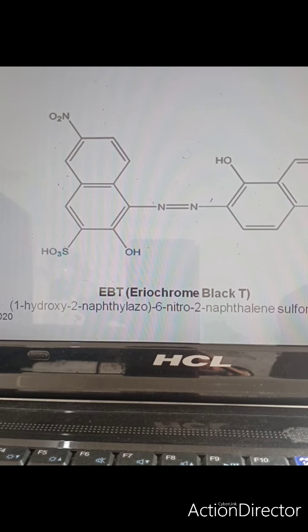Now eriochrome black T, when you take it from the shelf, is blue in color, but when it is added to the hard water and forms the complex, the color of that complex will be red. So your sample will appear red in color when you start the titration.